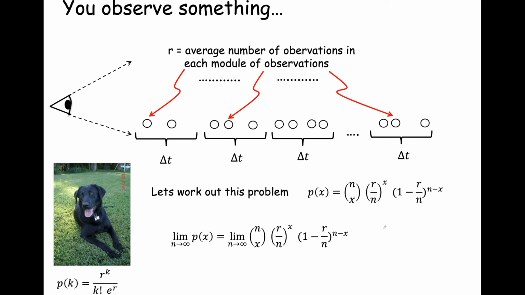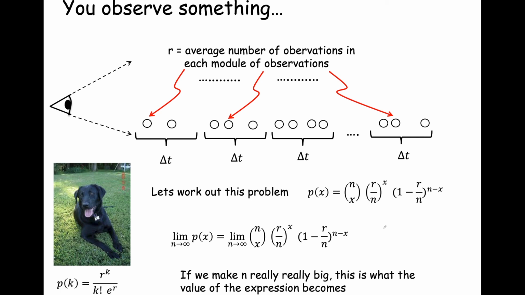Okay, so let's look at this. If we make n really, really big, this is what the value of this expression becomes. This, we will show, becomes this probability mass function. And that's what this probability for number of successes k, assuming an average rate r, will turn into. And so the Poisson distribution is nothing more than a special case of the binomial where we're performing n many trials every single moment in time.